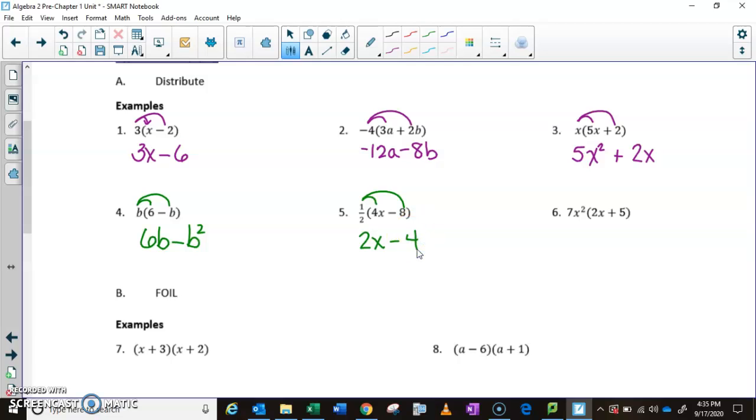And number 6, 7x squared times the quantity 2x plus 5. So when I multiply, we're going to multiply the constants here. So 7 times 2 is 14. x squared times x, so 2 x's here and another one, we'll make that x cubed, 3 x's, plus 7x squared times 5. Well, 7 times 5 is 35x squared. Okay, so a quick review of your distributive property.